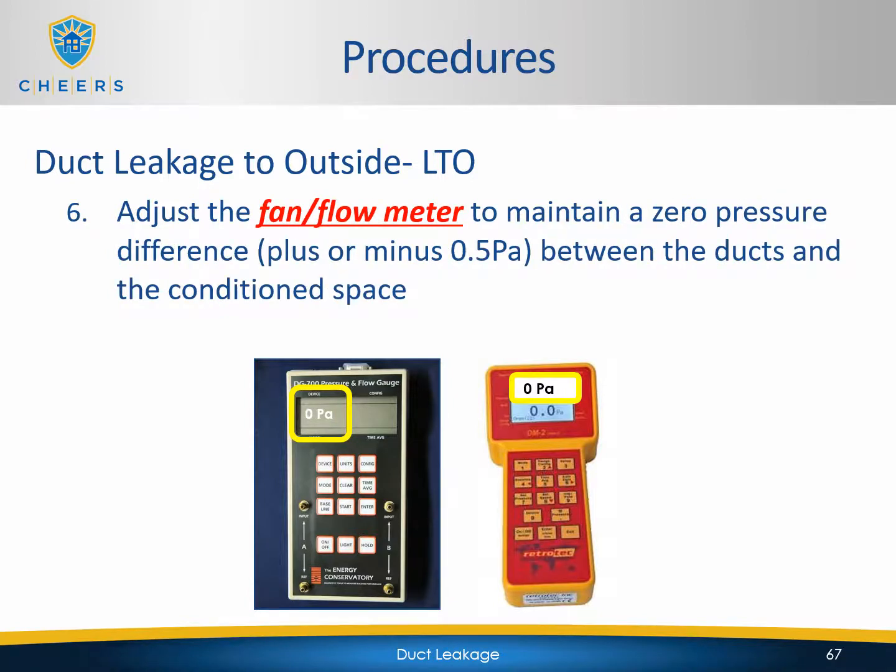Then you're going to adjust the fan flow meter, which is basically the duct blaster, to maintain a zero pressure difference, plus or minus 0.5 pascals, between the ducts and the conditioned space. So you will adjust the duct blaster until the pascal reading says 0. You're going to crank it up until the pressure is equalized and the pressure reading on the duct blaster manometer says 0.